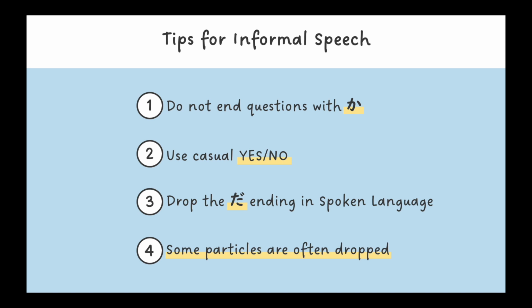Next, here's the list of tips for informal speech using short forms. 1. Do not end questions with か. 2. Use casual yes and no. 3. Drop the da ending in spoken language. 4. Some particles are often dropped. Now let's see more details for each tip.